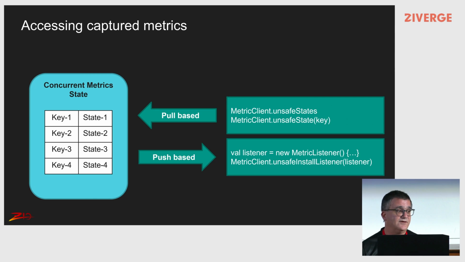The metric client has two methods: unsafe states to get all the states, or unsafe state for a given key to get a particular key. This is for the pull-based method. Or it has the metric listener interface that we have implemented for the statsd interface, and we are also using it for our own Scala.js client to provide a WebSocket stream of changes so that they can be looked at.